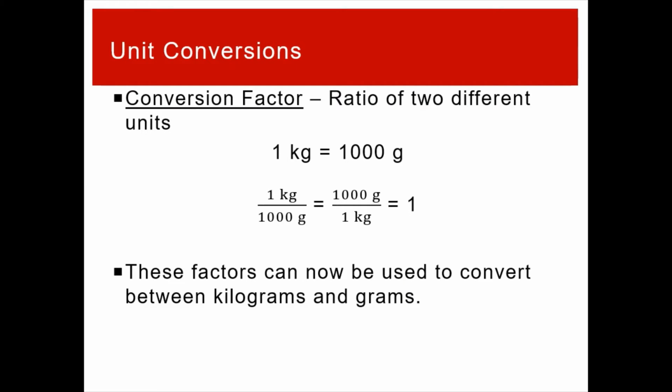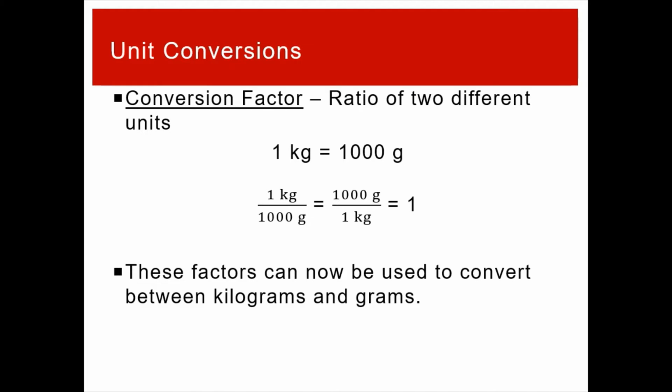So these ideas of compound units are going to allow us to develop what are called conversion factors. A conversion factor is the ratio of two different units that are describing the same value. So we built some up previously for our metric units. 1 kilogram is equal to 1,000 grams. That was our definition of a kilogram.